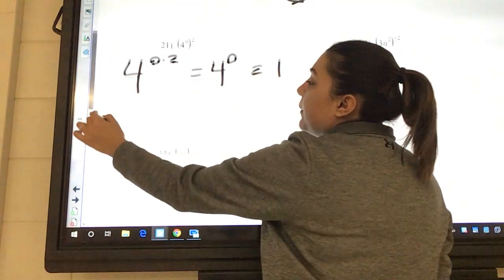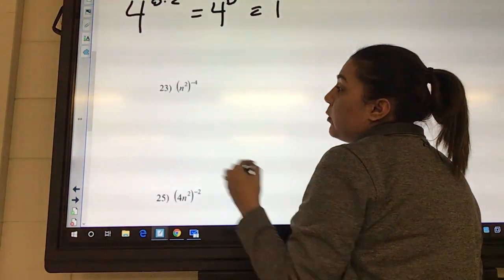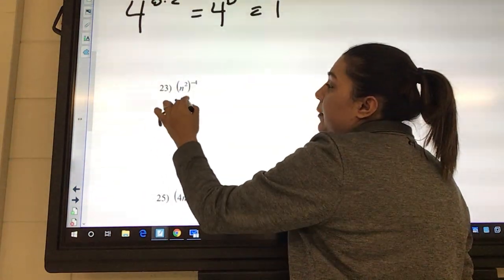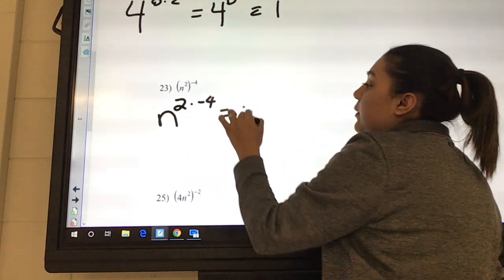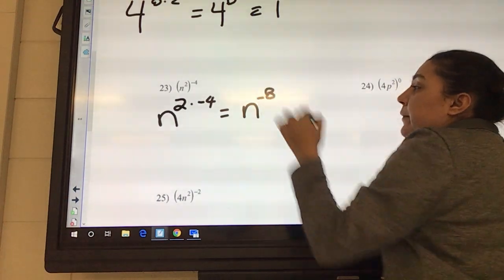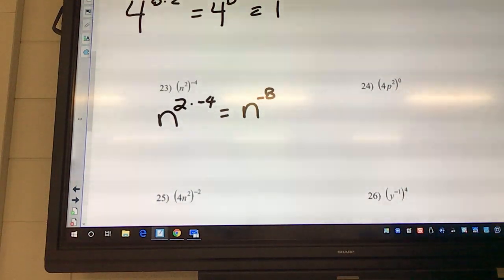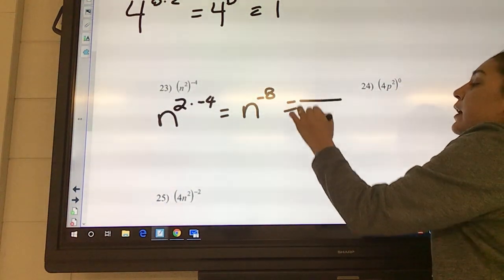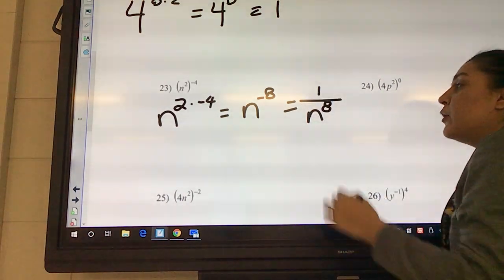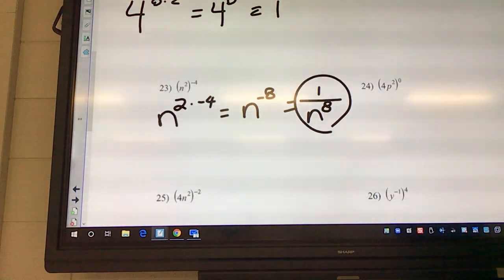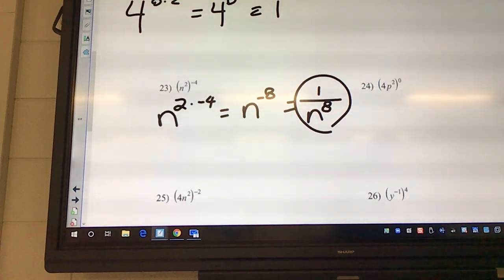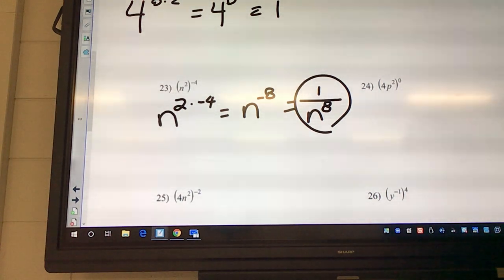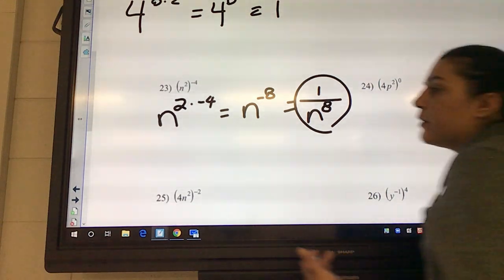Okay, 23. It's still a power rule, so we're going to have n to the 2 times -4. It's going to be n to the -8, which is really n to the 8. And I know I'm going fast, partially because of the video, but partially because this is a review. Most of you should know how to do all these. They're fairly simple. It might take you refreshing on a couple here and there.